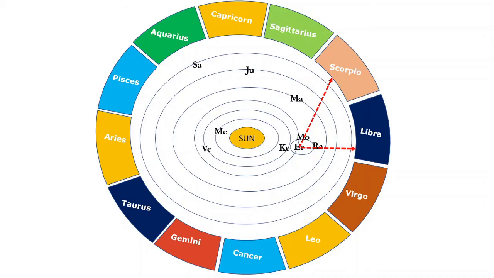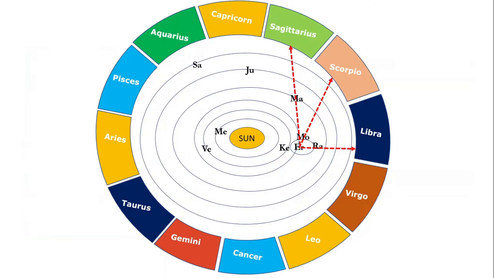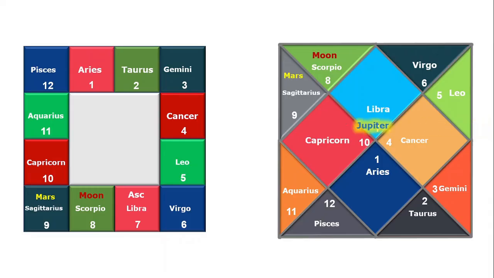Now let's look for the Mars. Mars is positioned in the Sagittarius. So let's map Mars in the Sagittarius, which is the third house of this horoscope. Now let's go for the Jupiter, and Jupiter is positioned in the Capricorn. So let's map Jupiter in the Capricorn sign, which is the fourth house of this horoscope.